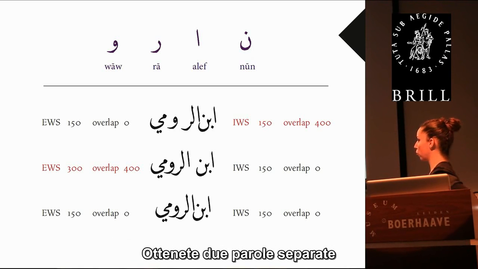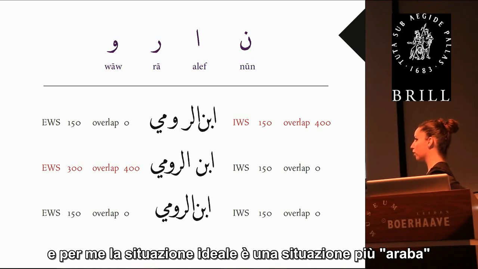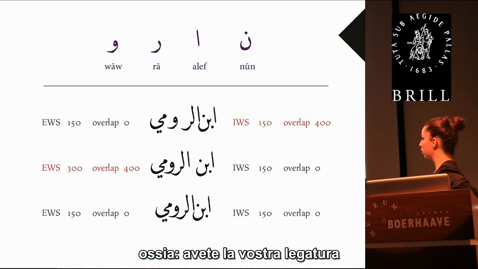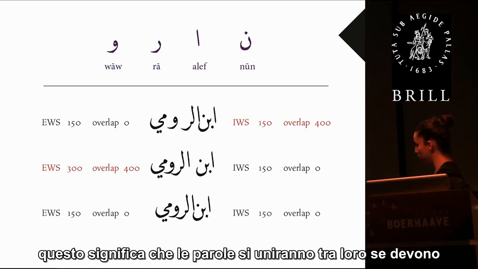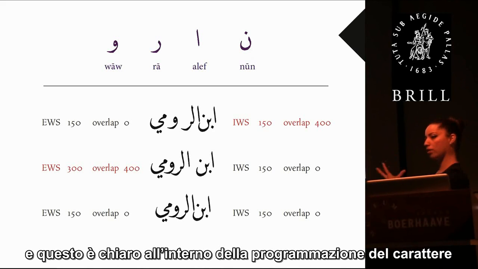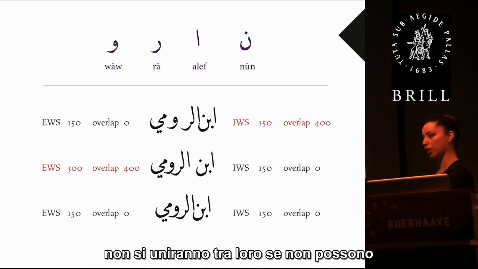You get two separate words. And then, for me, the ideal situation is a more Arabic situation, which is you have your ligature that is caused by the external word spacing with zero overlap. It means that words will come within each other if they have to be. And this is clear within the programming of the typeface. They will not go inside each other if they can't.